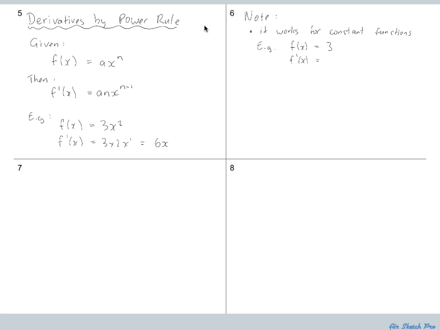What's f dash of x? 0. Yes. f dash of x is equal to 0. Any constant, when differentiated, when you find the derivative of it (it's called differentiation, by the way), is just equal to 0. Leo, why? Leo, what power? There is no power there.